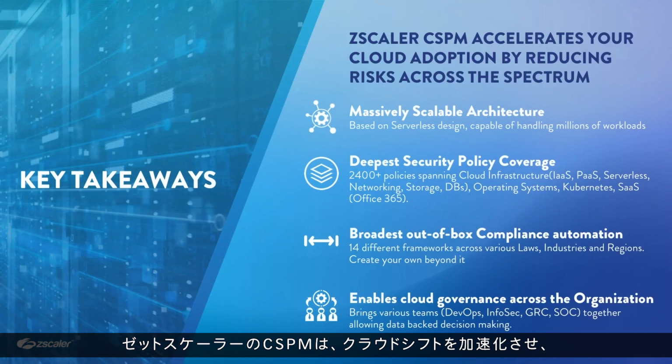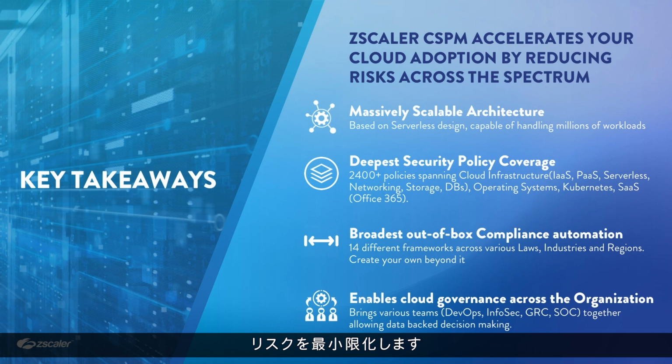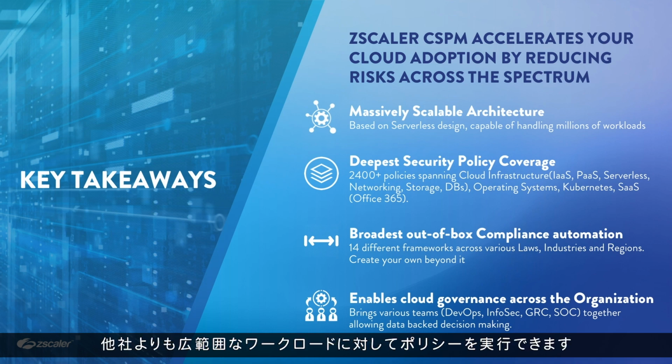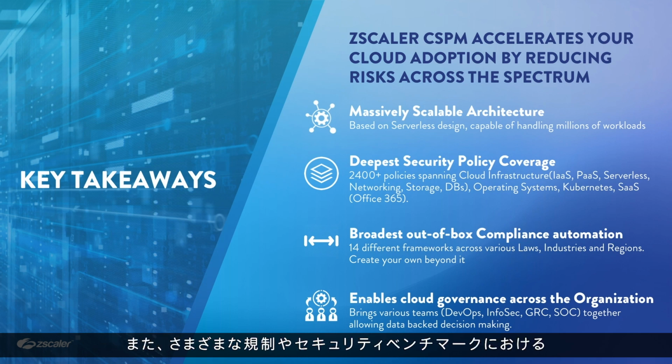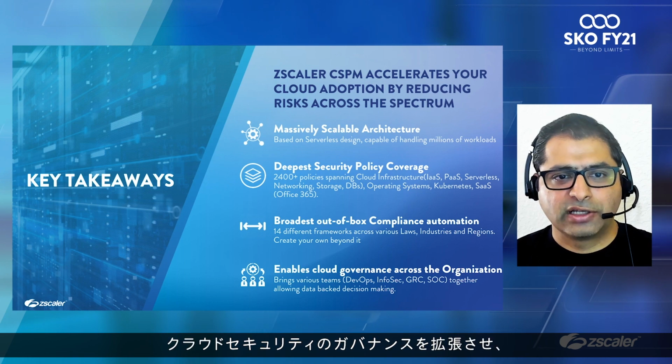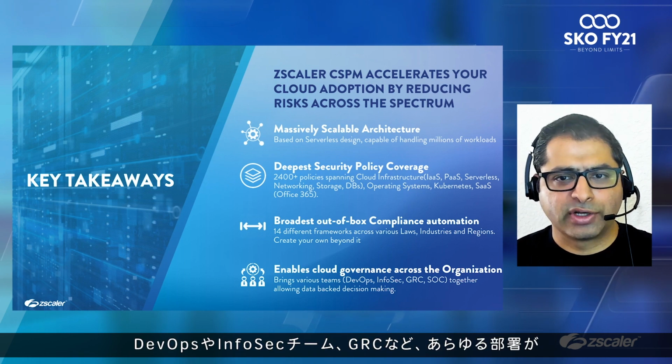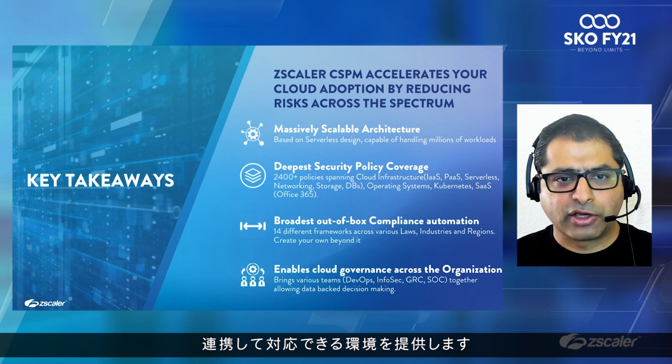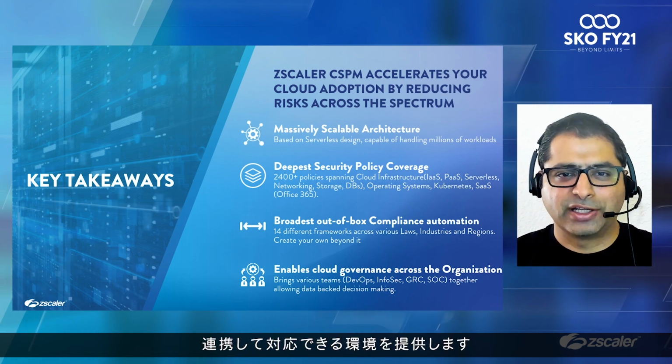To summarize, Zscaler CSPM accelerates your cloud adoption by reducing the risk across the spectrum. Architecture is massively scalable, capable of handling millions of customers' workloads, and we have the deepest security policy coverage, covering more workloads than the competition. We also have the broadest out-of-the-box compliance automation covering various laws, regulations, and security benchmarks. And last but more importantly, Zscaler CSPM enables cloud security governance at scale, bringing teams across DevOps, InfoSec, GRC, and SOC together.